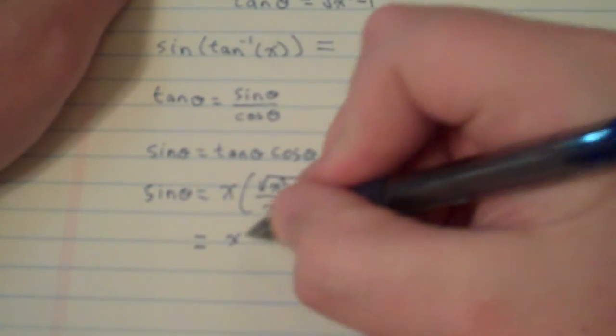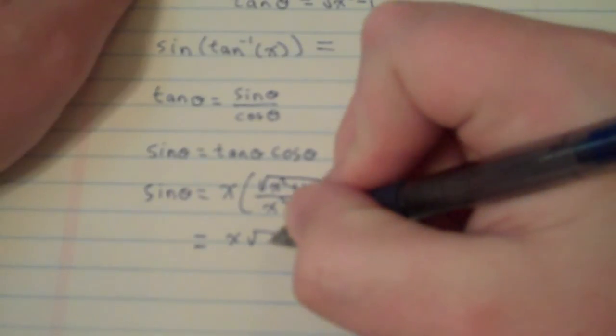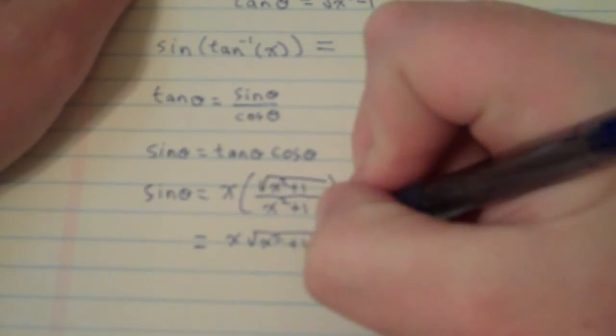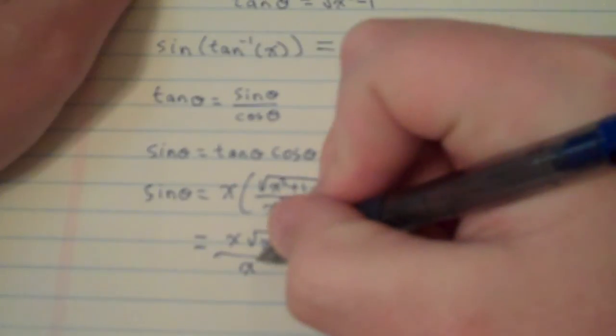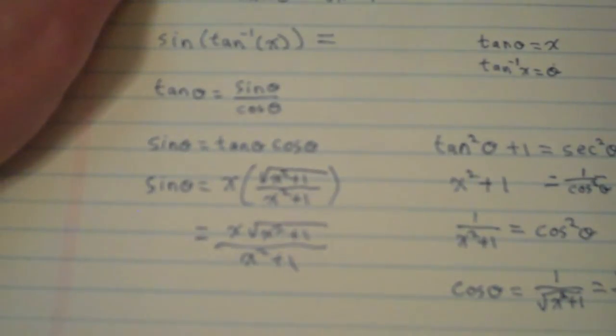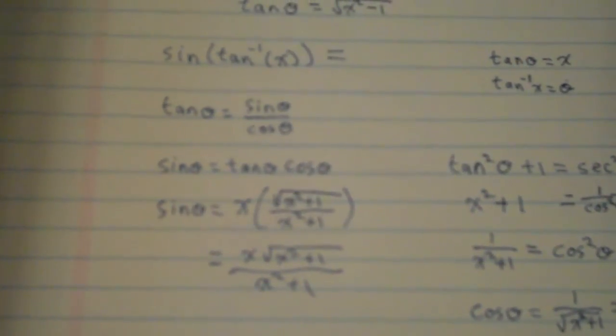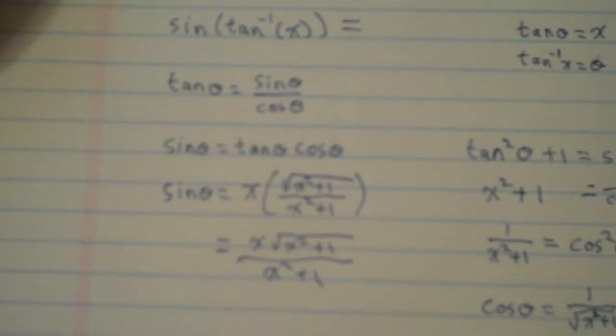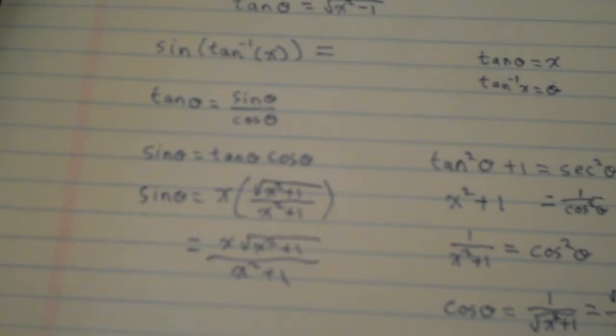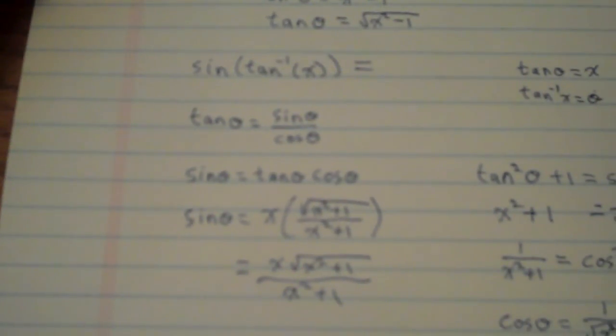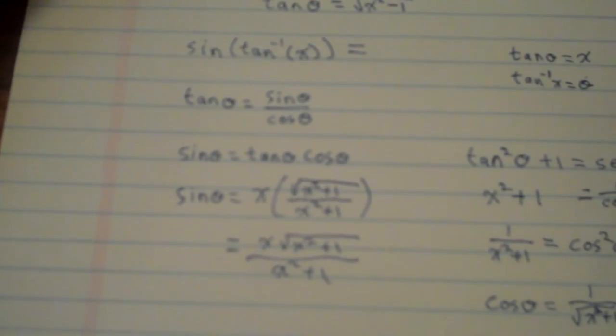And sadly enough, the only way to simplify that down any further is just to put the x with the square root of x squared plus 1 in the denominator. Not nearly as pretty as the last method, however, still effective. Not as pretty, but still effective. And that's really all that we can ask for sometimes.